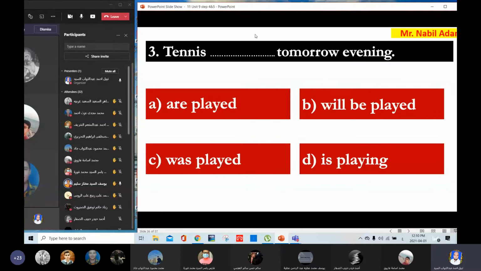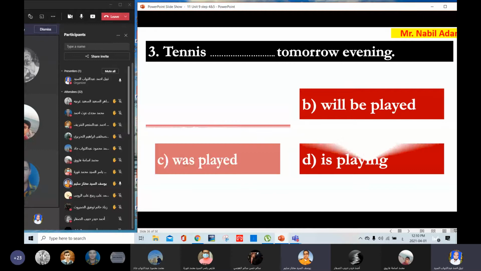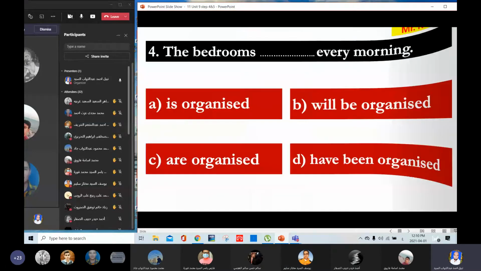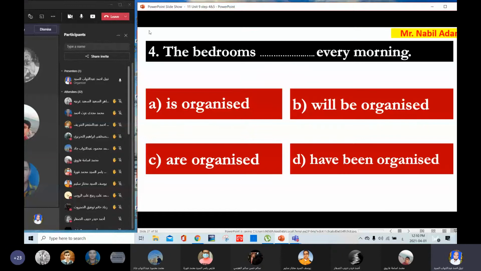Tennis tomorrow evening will be played. Will be played. Very good. Last one, number four: the bedrooms every morning. Choose. Every morning refers to the present simple.